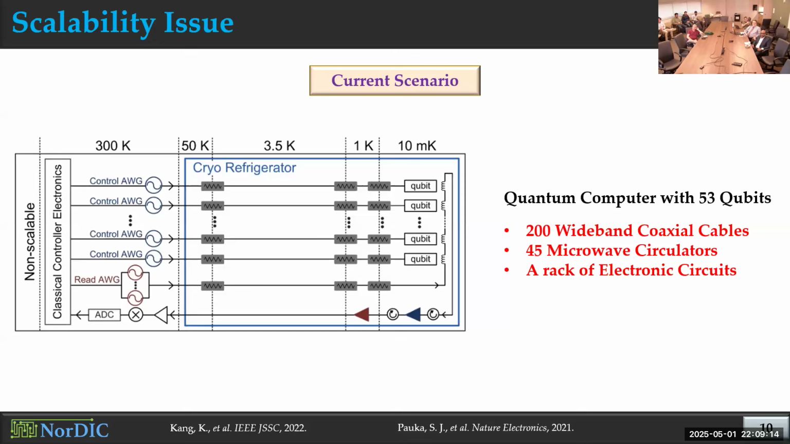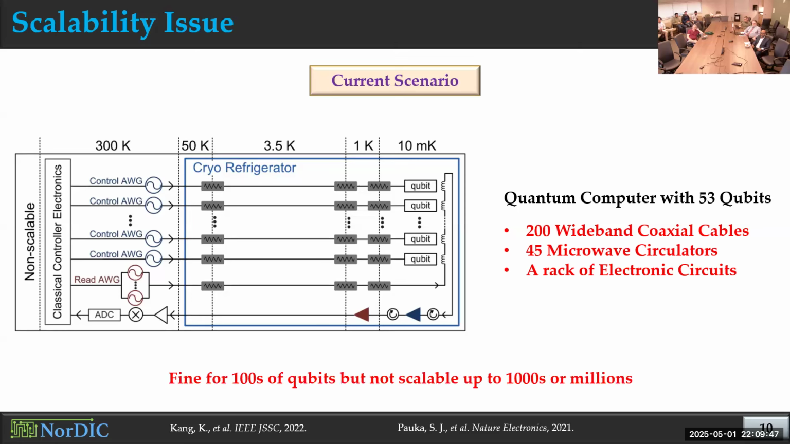they needed 200 coaxial cables, 45 microwave circulators, and a rack full of electronic circuits. And again, if you want to scale this quantum computer to thousands or millions of qubits, which is the ultimate dream, these numbers will increase exponentially, and that will limit the scalability of quantum computers. There will also be another challenge: these wires and interconnects will span a large temperature difference between room temperature and the millikelvin components, and that will cause heat dissipation from room temperature to the millikelvin qubits. And if you try to scale this architecture to thousands or millions of qubits, the resultant heat dissipation will be sufficient to destroy the qubit states.